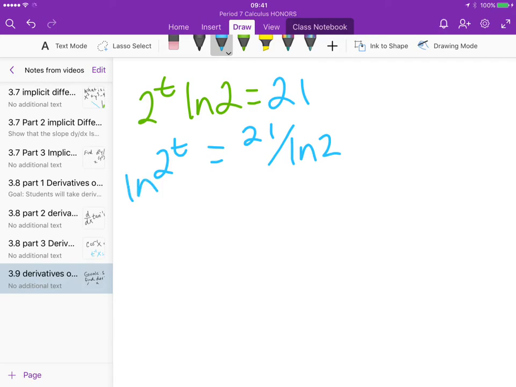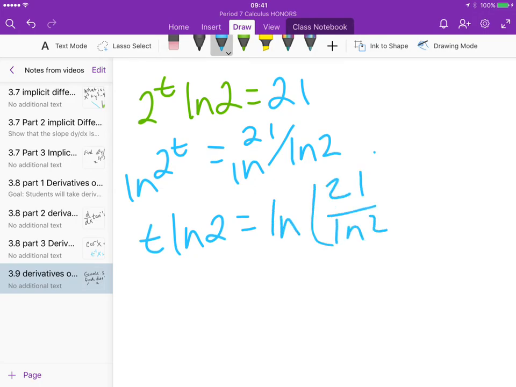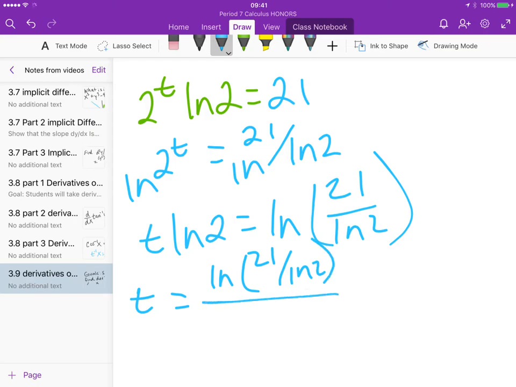We need to take the natural log of both sides. So we natural log it because remember we can use our exponents. The natural log of 2^t is equal to the natural log of all of 21 over the natural log of 2. And then we finish it off by dividing and seeing that t is equal to the natural log of 21 over the natural log of 2, all divided by the natural log of 2.